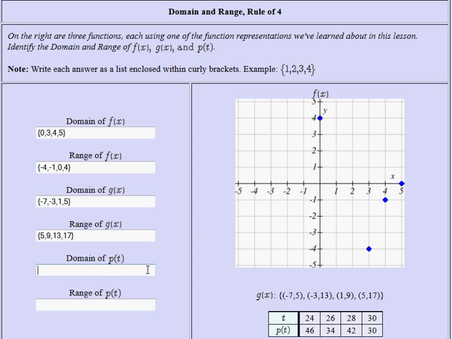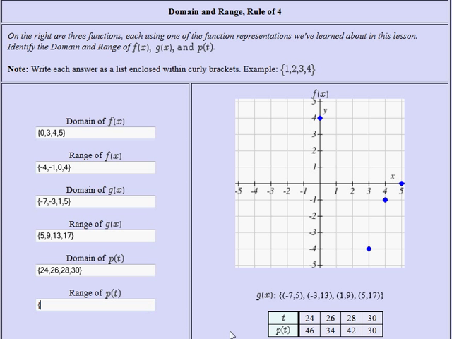So in the domain of P, I'm going to say left curly bracket. In numerical order, 24, 26, 28, and 30 are already in least to greatest order, or ascending order. So 24, 26, 28, and 30. And then finally my range is the same thing, except its range always is the set of all possible outputs.